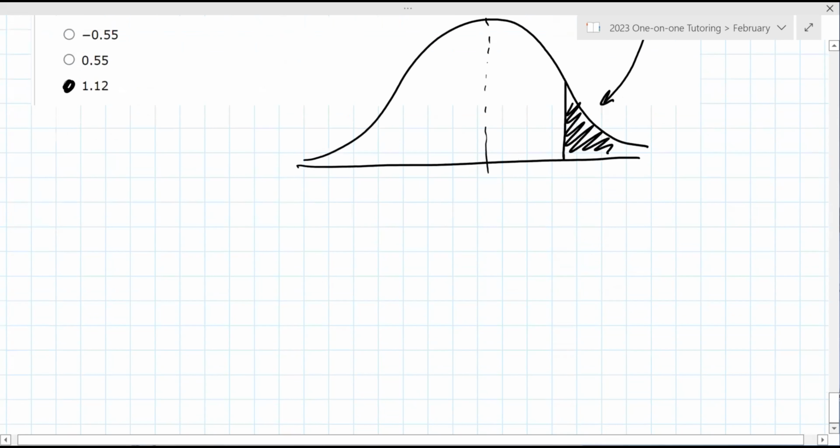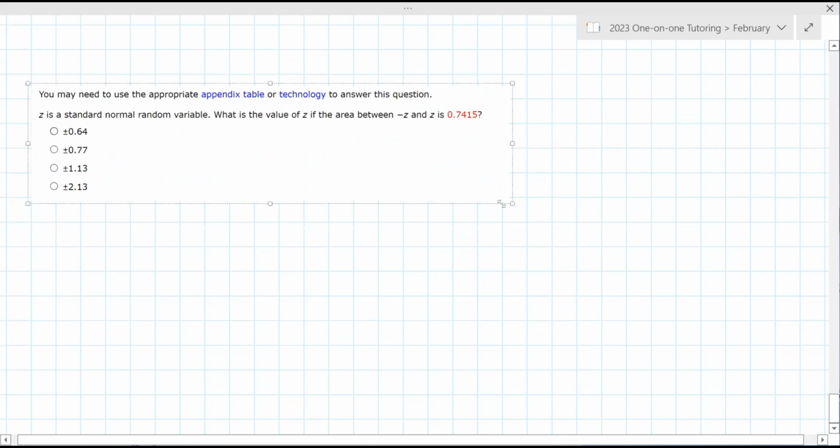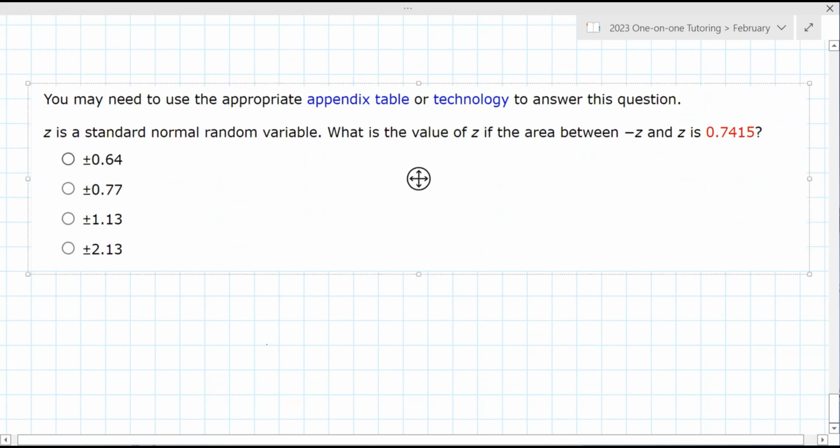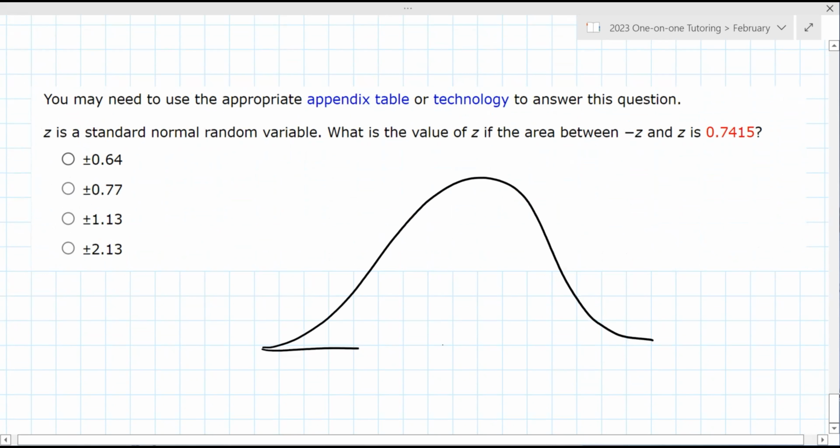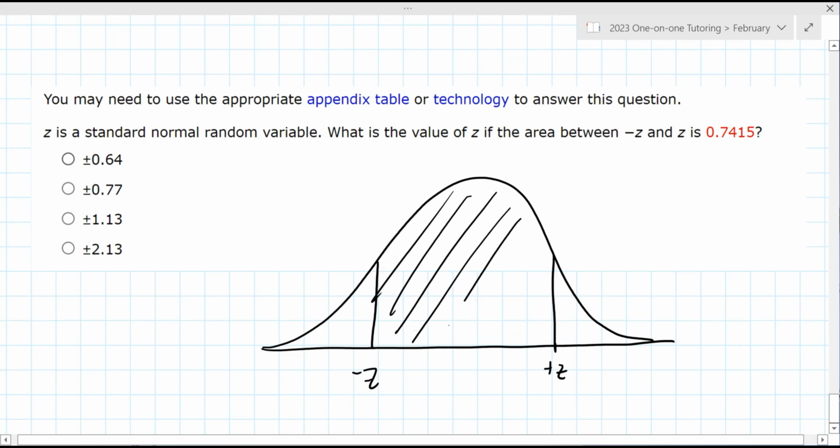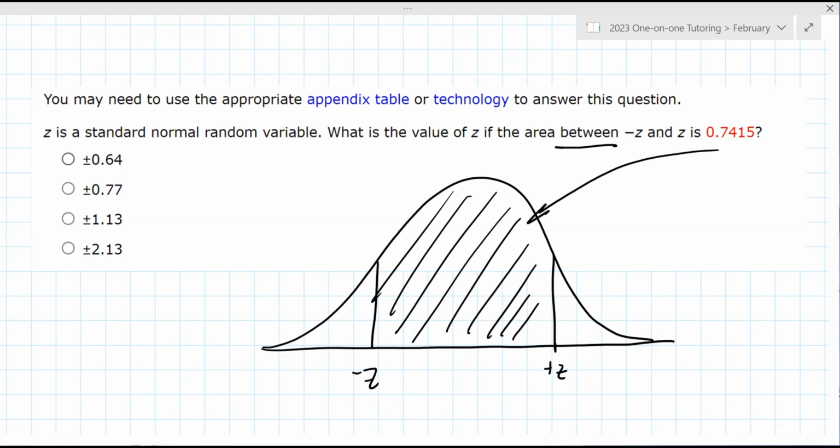All right, so new problem here. This time they're giving you the area between two values. They're saying that there's two Z values, one is positive and one is negative, and the area between is 0.7415. So what that means for you is you're gonna want to enter this in the calculator, but you can use between or middle, and see if any of these numbers appear.